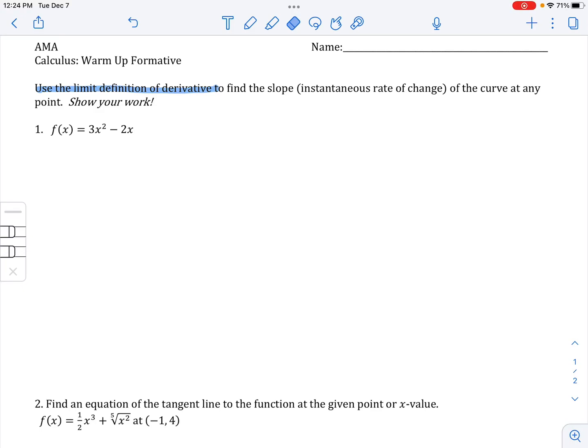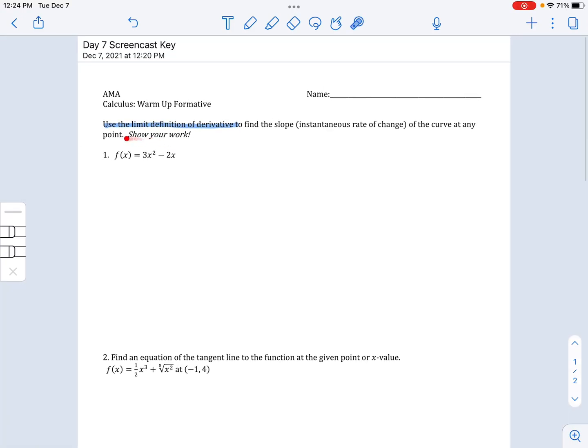Okay, so you guys wanted a video on me going through how to do these two problems on the warm-up, just more thorough with a little bit more explanation. This is just like the day 6 warm-up, except I wanted to give you some different problems because I'd already gone over the day 6 warm-up with you.